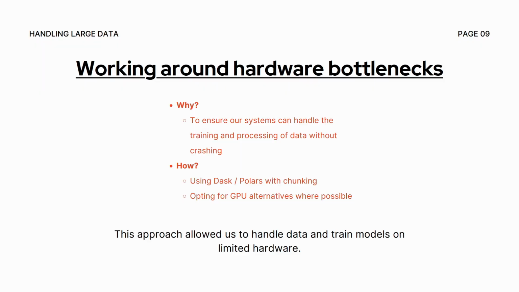So now we are talking about the handling of large data, and it can be very simply summarized into one line. It was about working around hardware bottlenecks. So why did we need to do this in the first place? It was to ensure that our systems could handle the training and processing of data without any issues like crashing. So what measures am I talking about? Firstly, we used libraries that supported lazy loading, such as Dask or Polars, with chunking to ensure that our RAM usage never gets out of control. And opting for GPU alternatives where possible. This is mainly for the model training portion.